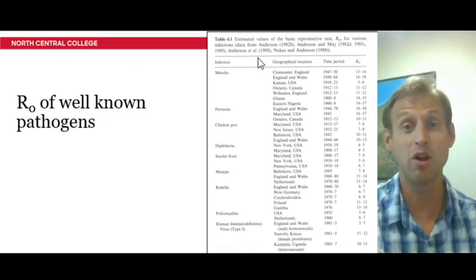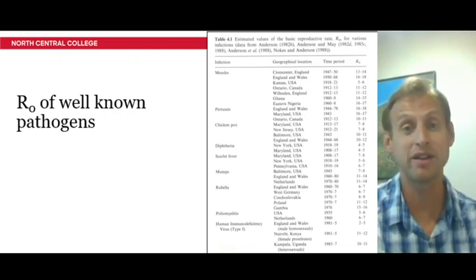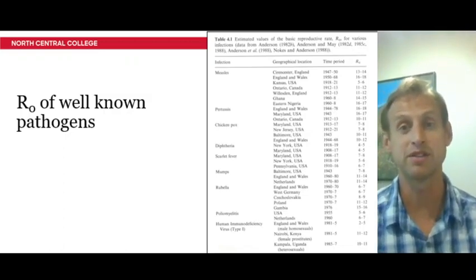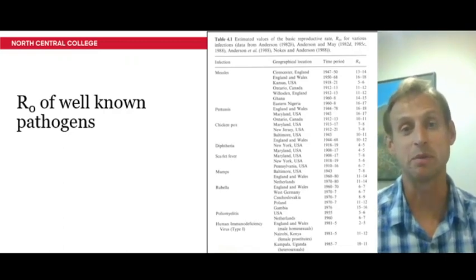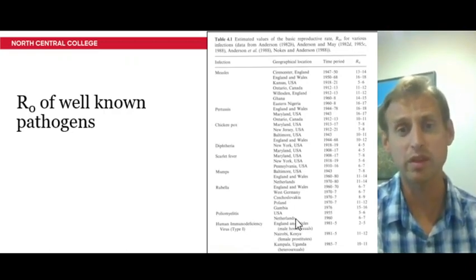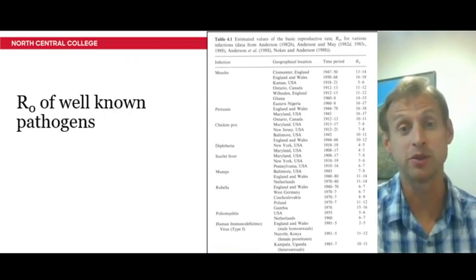The good news is all of the things on the top of this list, we now have vaccines for. So even though they're highly transmissible diseases, we've been able to reduce R naught for these diseases by changing the number of susceptibles. The only one on there for which we don't have a vaccine, of course, is HIV down there at the bottom. And so we've had to rely on changing recovery by giving people medicine or through public health measures to reduce transmission.